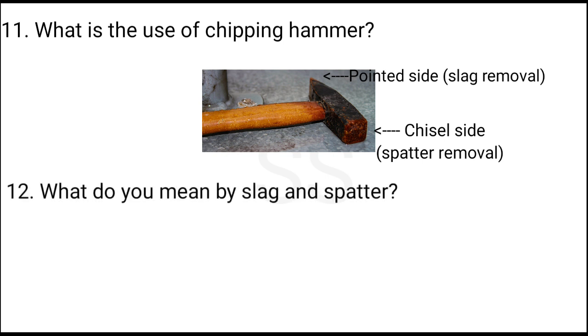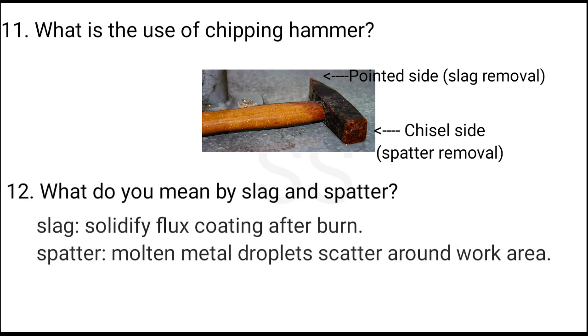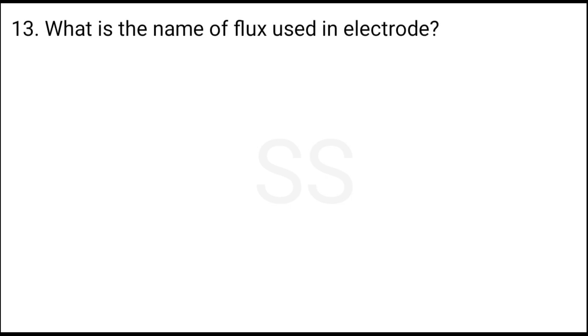What do you mean by slag and spatter? The solidified flux coating after burning is called slag. The color of slag is white when it is in hot condition and black when it becomes cold. The molten metal droplets that scatter around the work area are known as spatter. What is the name of flux used in electrode? The name of flux used in electrode is borax.